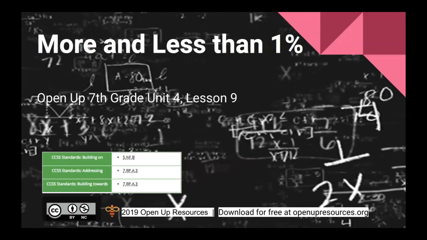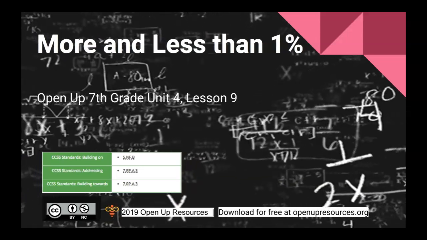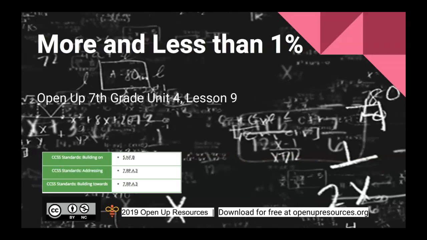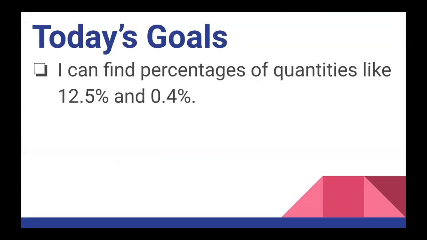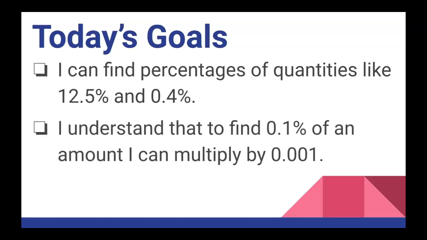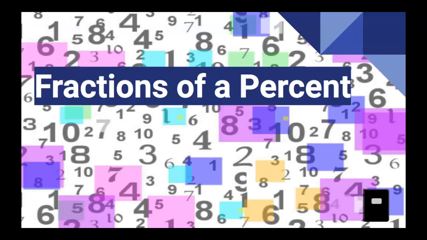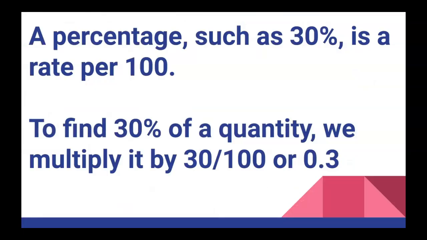Today, we'll take a look at Open Up 7th grade Unit 4, Lesson 9, More and Less Than 1%. So today's goal is to be able to find percentages of quantities like 12.5% and 0.4%, and they're not just whole number percents. And I understand that to find 0.1% of a number, I can multiply it by 0.001. So we're going to look at some fractions of a percent.